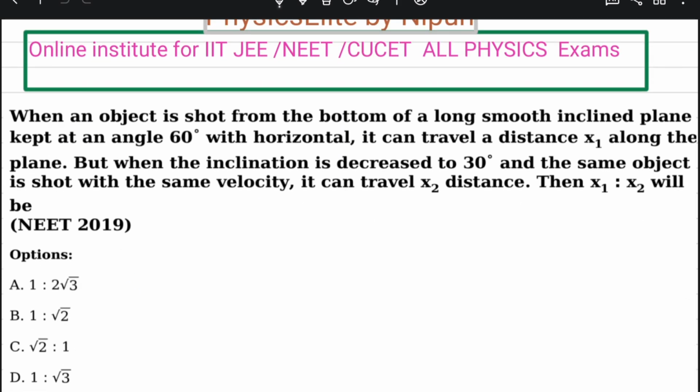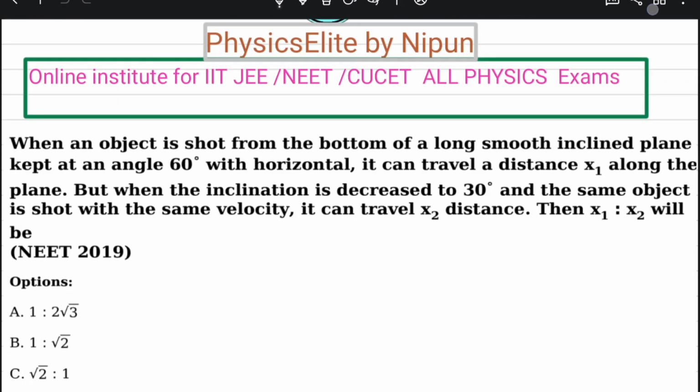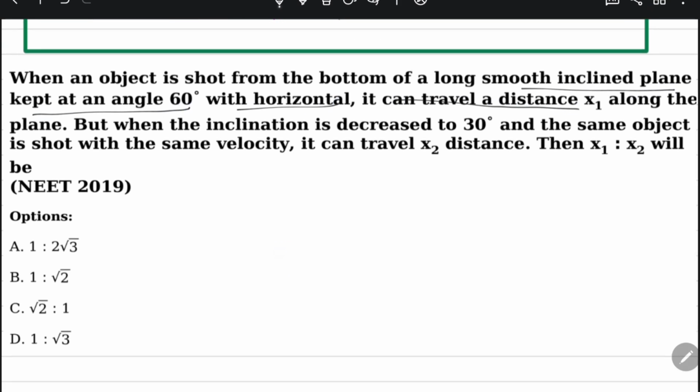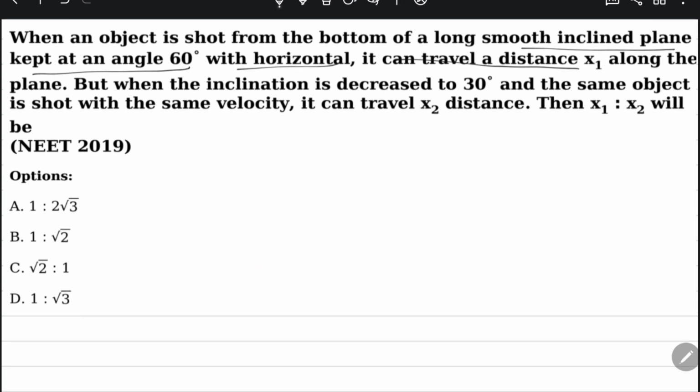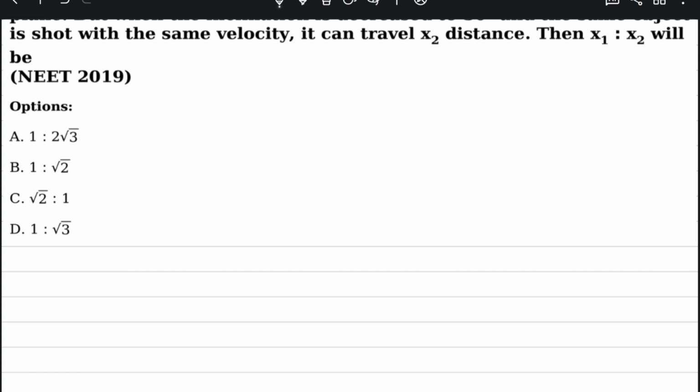Right. When an object is shot from the bottom of a long smooth inclined plane kept at an angle of 60 degree with the horizontal, it can travel a distance of x1 along the plane. But when the inclination is decreased to 30 degrees, the same object is shot with the same velocity, it can travel a distance of x2.